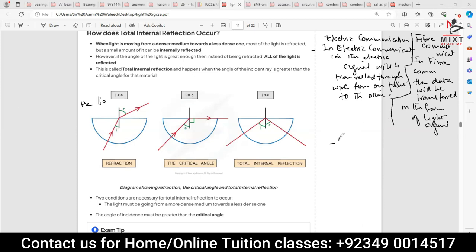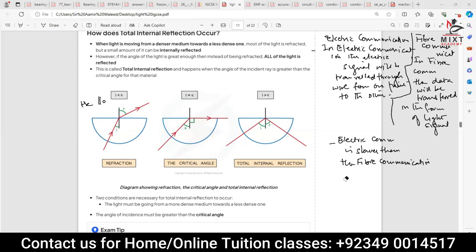So, you can say electric communication is slower than the fiber communication. The basic definition of fiber communication is that the signal travels at the speed of light. The data is traveled in the form of light. Your data is traveling with the speed of light, or you can say your data travels in the form of light.